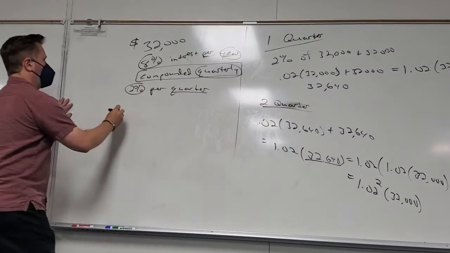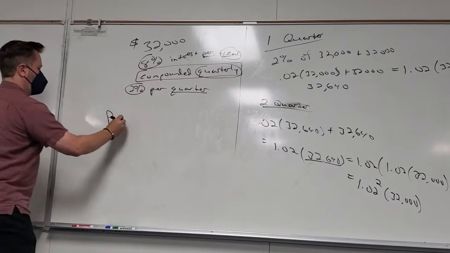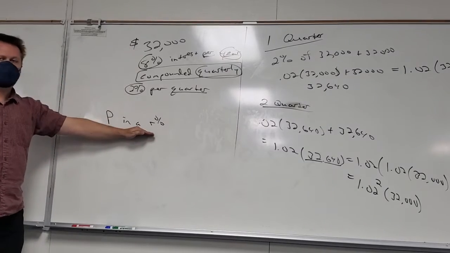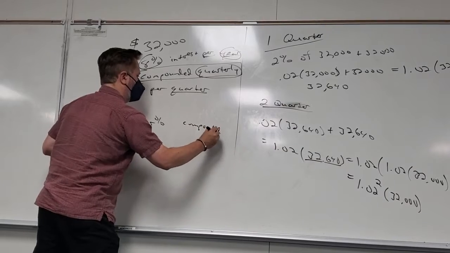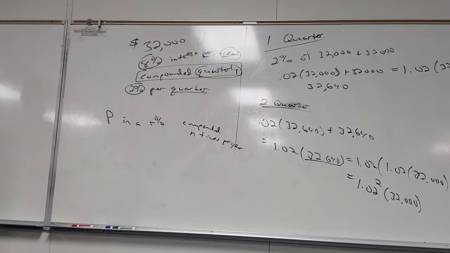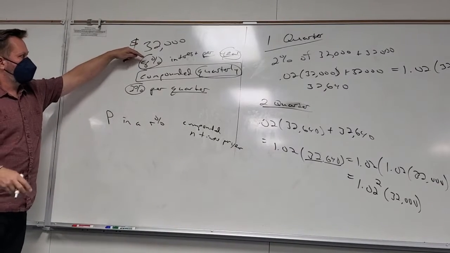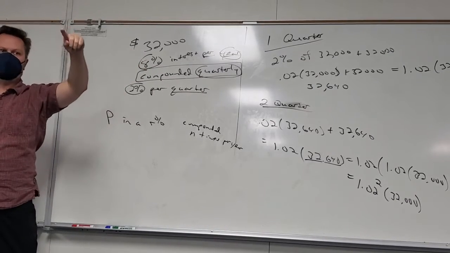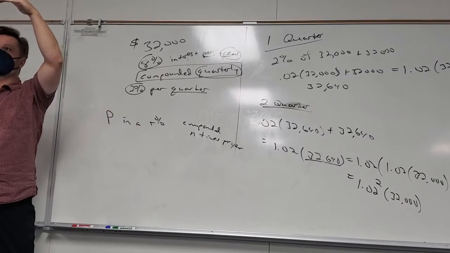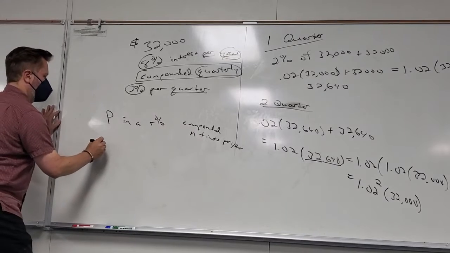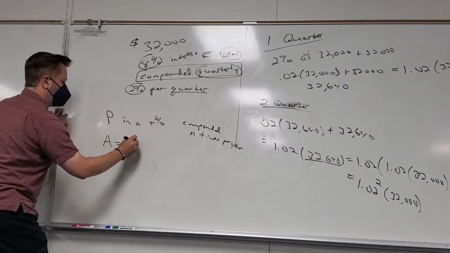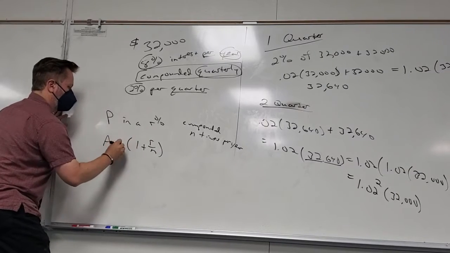So in general, if I have this much money, that's like the principal, in an R percent account, right? You with me? So this 32,000 is P, 8% is R, compounded N times per year. So if I have so much money in a per-year interest rate account, I can do it monthly, right? If I had a 12% account and did it 12 times, every month, that would be 1% per month, right? The amount in the account at the end of however much time is going to be, let's see if I remember it, P times 1 plus R over N, to the N times T.